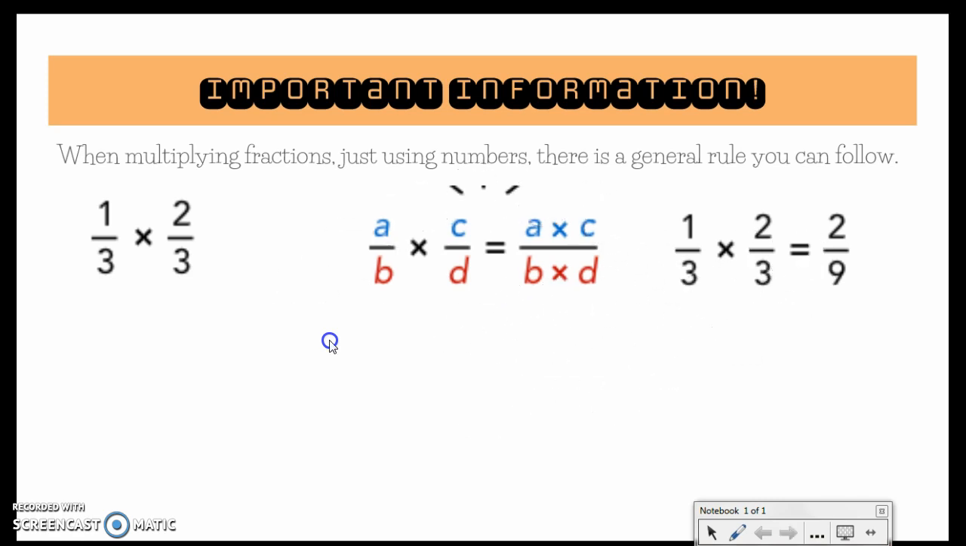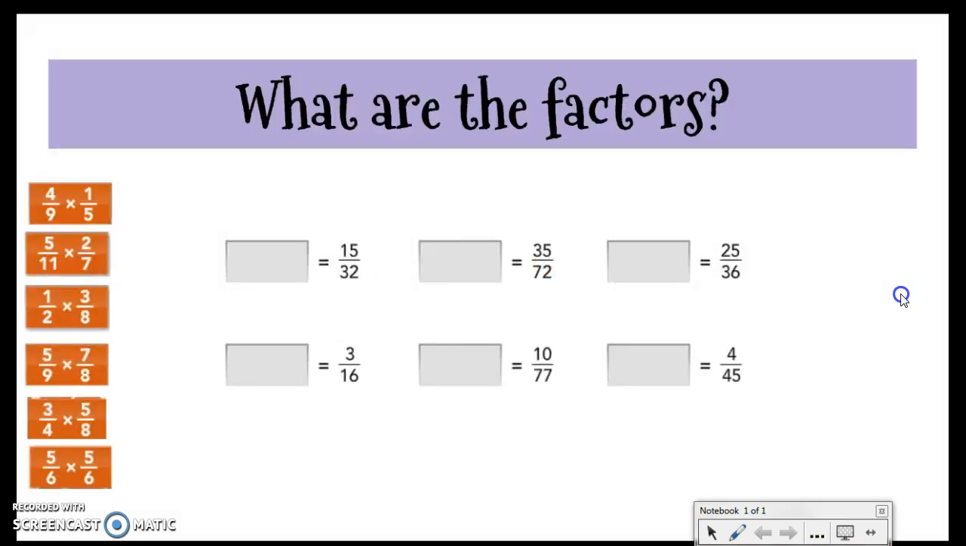Alright, so what are the factors? What we need to figure out is which of these factors on the left match the blanks all throughout the page. Let's start with the first one. The first one says 15 over 32. We have to figure out what the factors are of 15 and 32.